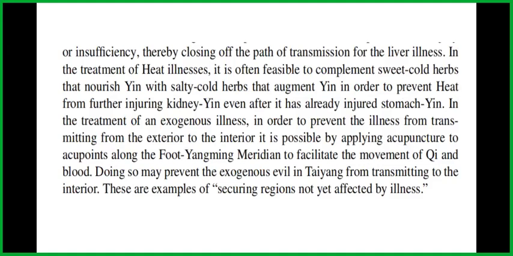In the treatment of heat illnesses, it is often feasible to complement sweet cold herbs that nourish yin with salty cold herbs that augment yin in order to prevent heat from further injuring kidney yin, even after it has already injured stomach yin. In the treatment of an exogenous illness, in order to prevent the illness from transmitting from the exterior to the interior, it is possible, by applying acupuncture to the acupoints along the foot yangming meridian, to facilitate the movement of qi and blood. Doing so may prevent the exogenous evil from transmitting to the interior. These are examples of securing regions not yet affected by illness.